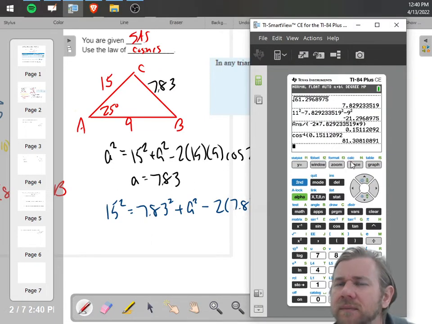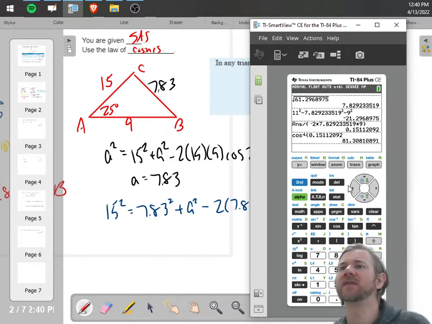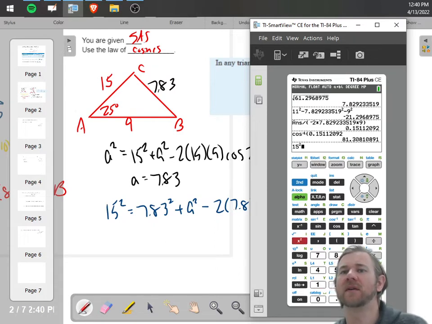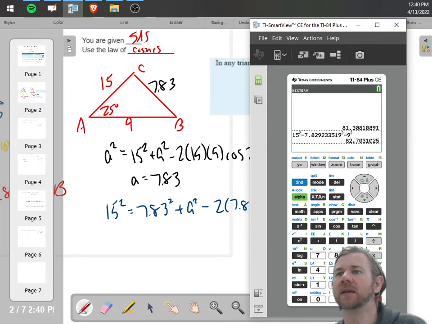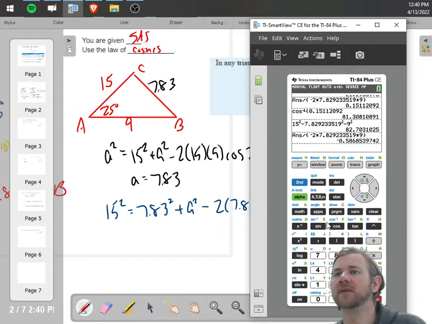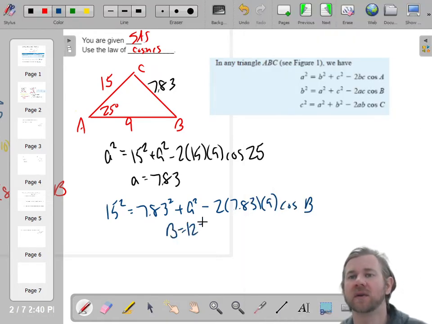I feel like that's wrong. It's 15 squared. Try that again. 15 squared minus, I don't think that's right. 7.83 squared minus 9 squared. So we do the same thing. Divide by negative 2 times 7.8 times 9. And then I'll do the inverse cosine of that. 125.9. So B is 125.9.